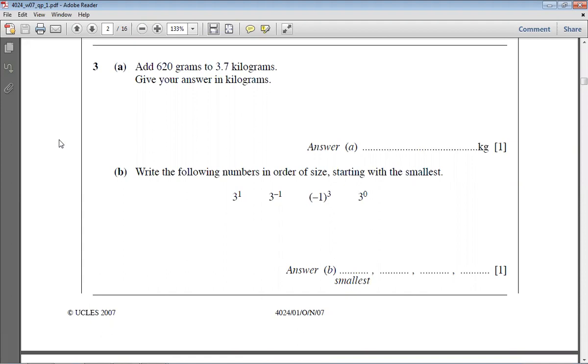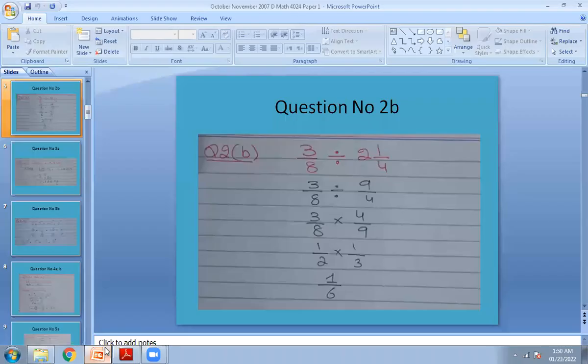Okay, so here two quantities are given and we want to add them. But the only problem with them is that their units are not the same. 620 grams is in grams and 3.7 kilograms is in kilograms. So you cannot add them. First of all, you have to make their units the same. You can convert both of them into grams and add them, and the final answer needs to be in kg. So after adding them, you can convert back into kg, or you can convert the grams into kilograms and then add them, and automatically the answer will be in kilograms.